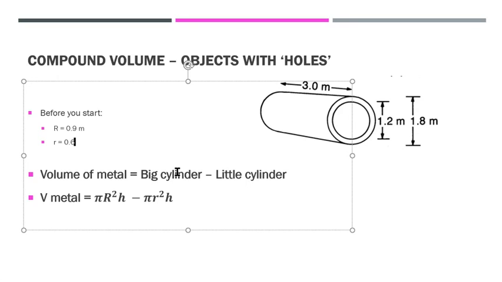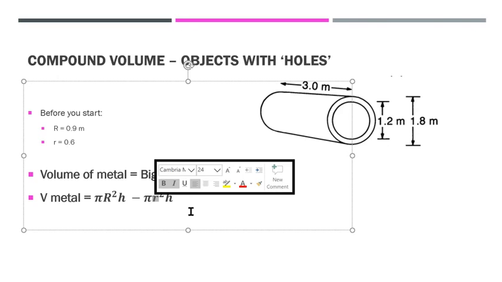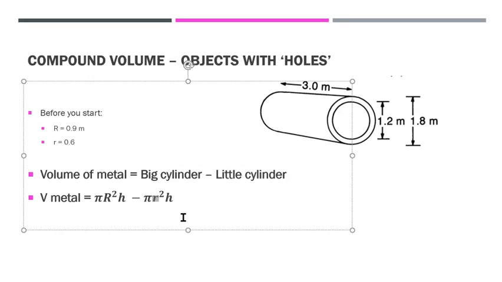So our big thing is find the volume of the big cylinder, subtract the volume of the little cylinder. We use the same formula. They're both cylinders. And notice that I've got a big R and a little r to show that I'm taking the big minus the small.